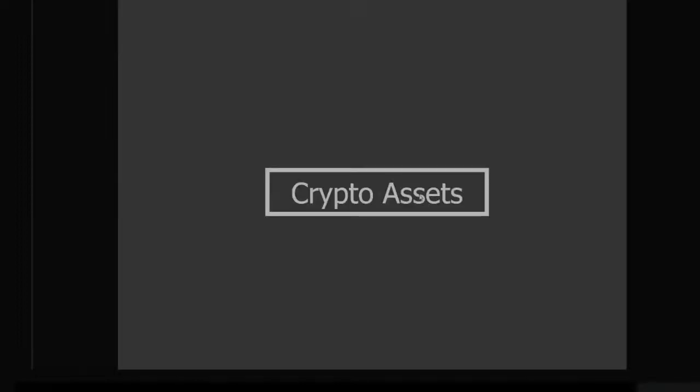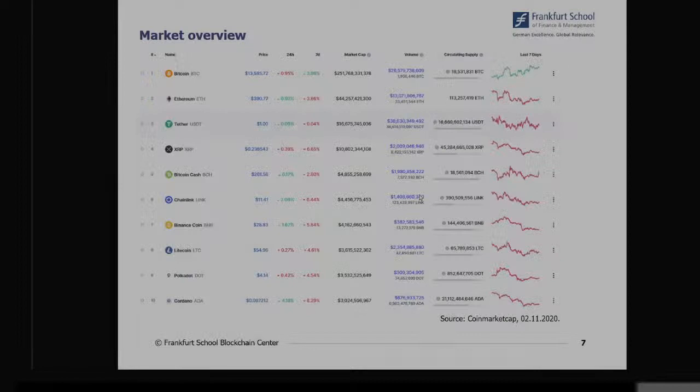Great, so let's start with crypto assets. Here you basically see an overview of the 10 most prominent and most important crypto assets or cryptocurrencies we currently know. The most prominent, obviously, is Bitcoin with a market capitalization of 250 billion US dollars, so quite huge. This is clearly the number one.